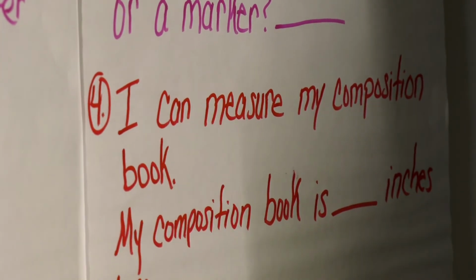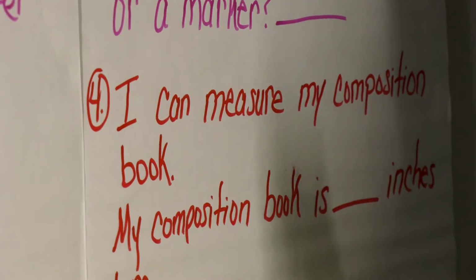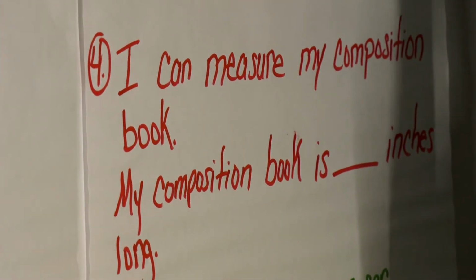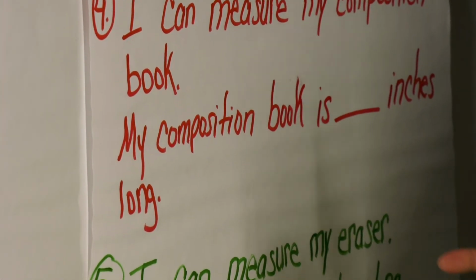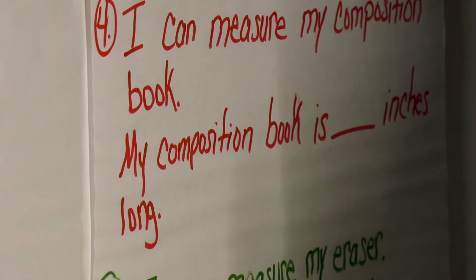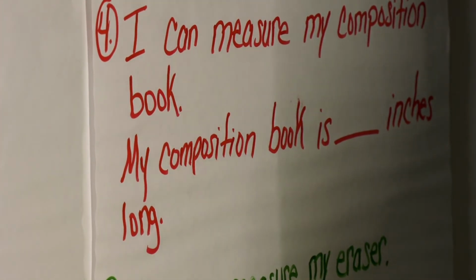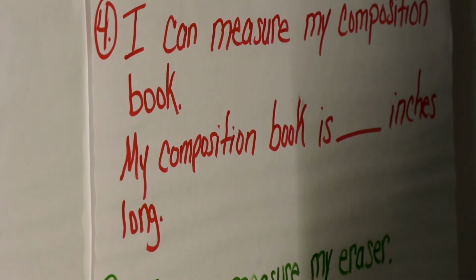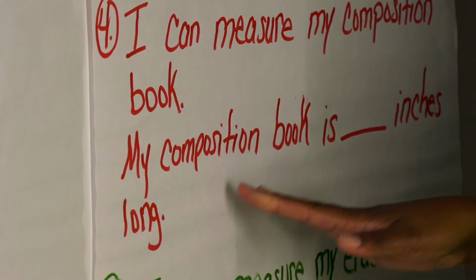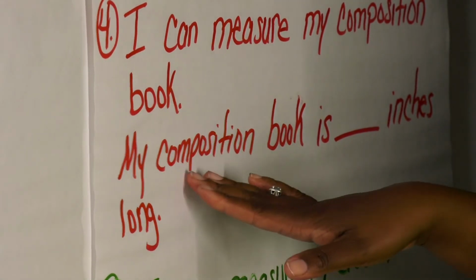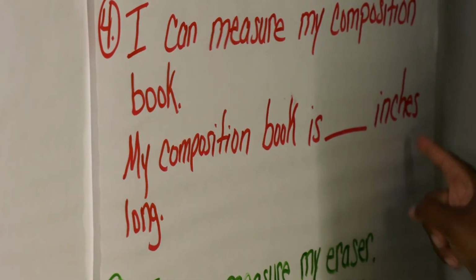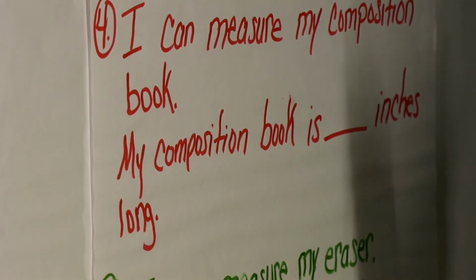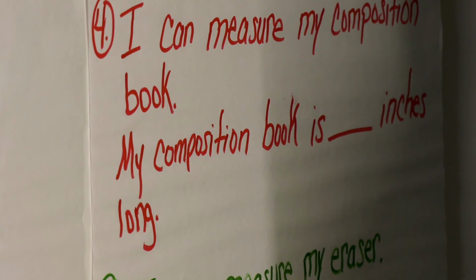Number four says, I can measure my composition book. The composition book, boys and girls, is those little books that we use for journaling. So get one of those, or you could just use a regular notebook, and measure to see how many inches long your composition book is. And you will fill out this sentence that says, my composition book is blank inches long, and put the correct number in that space.